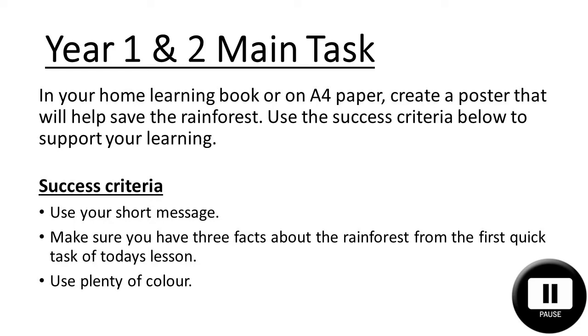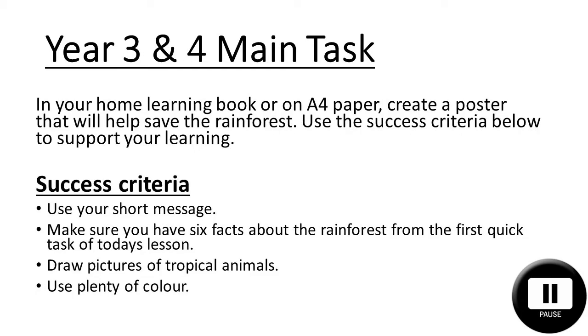Year 1 and 2, here's your main task. In your home learning book or on A4 paper, create a poster that will help save the rainforest. Use the success criteria below to support your learning. Use your short message. Make sure you have 3 facts about the rainforest from the first quick task today. And use plenty of colour.